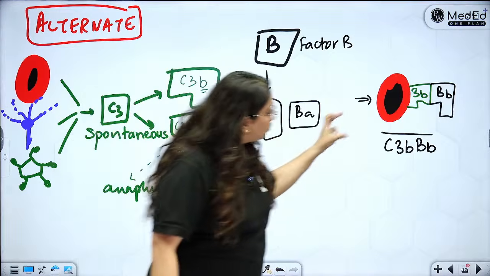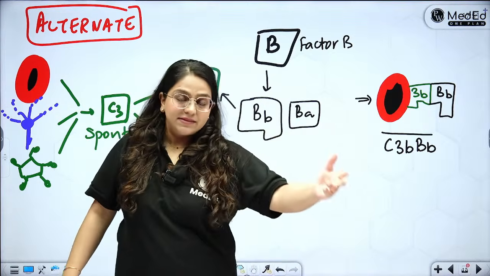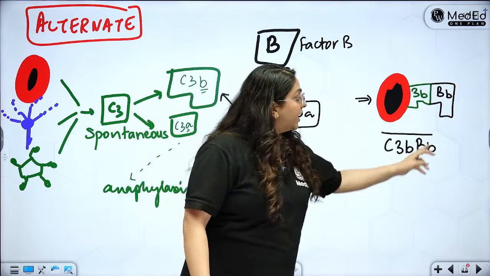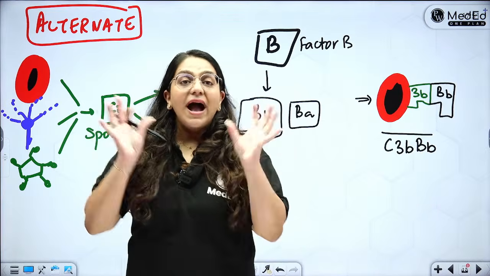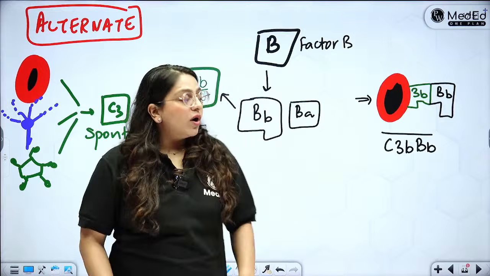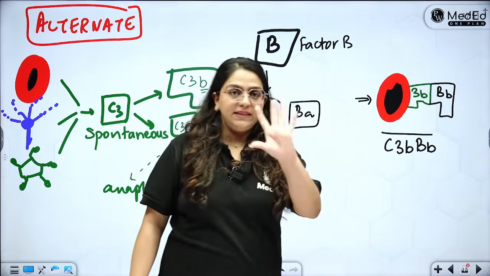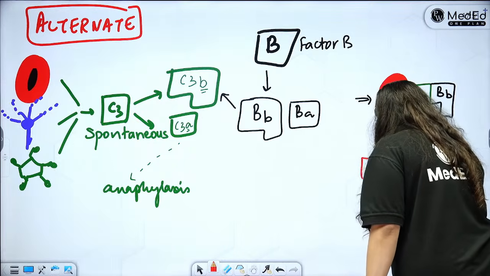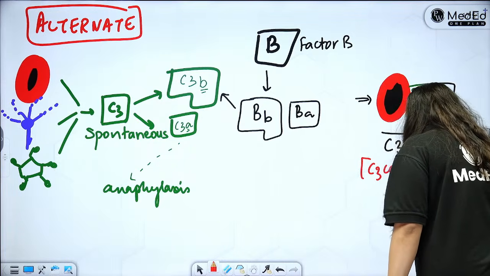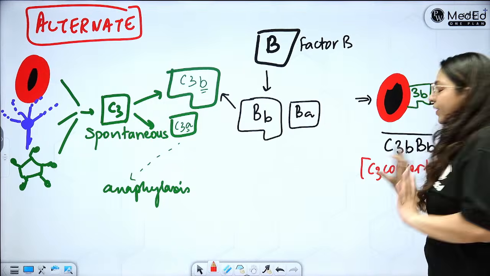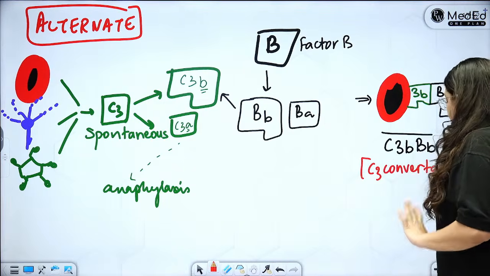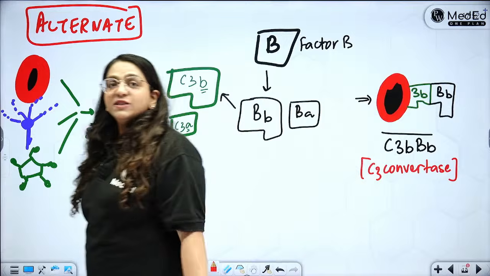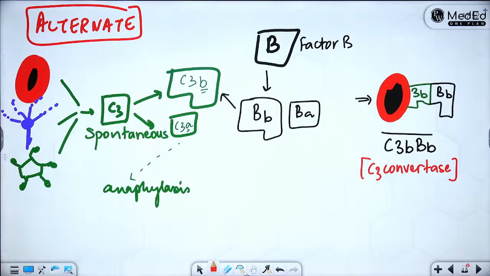Now, this unit will go and activate something else. This unit will go and convert something else, so I am calling it a convertase. What is this convertase acting on? C3. Okay? So I am calling this C3 convertase. For now, let's remember this much: the C3 convertase of the alternate pathway is called C3bBb.